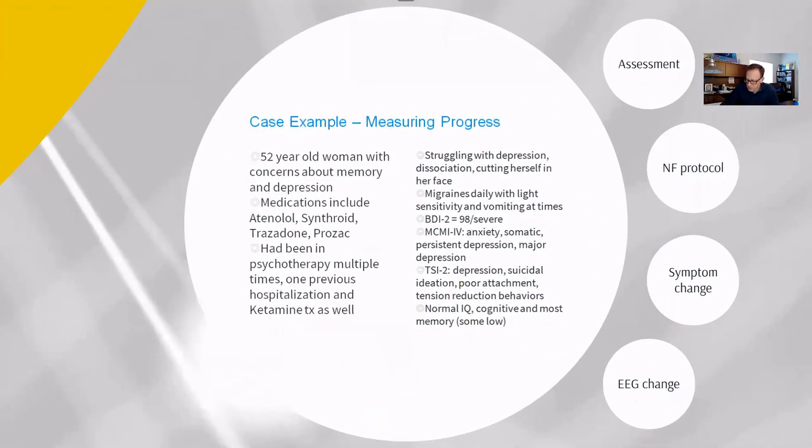We also have developed the ability to measure progress not only from questionnaires and psychological assessments, but from the EEG itself. So this is our last example to show you of that. A 52-year-old woman with concerns about memory and depression. Also had frequent migraines. You can see her depression was severe with a Beck depression inventory T-score of 98, very, very high. Features of anxiety, depression, major depression, even suicidal ideation.